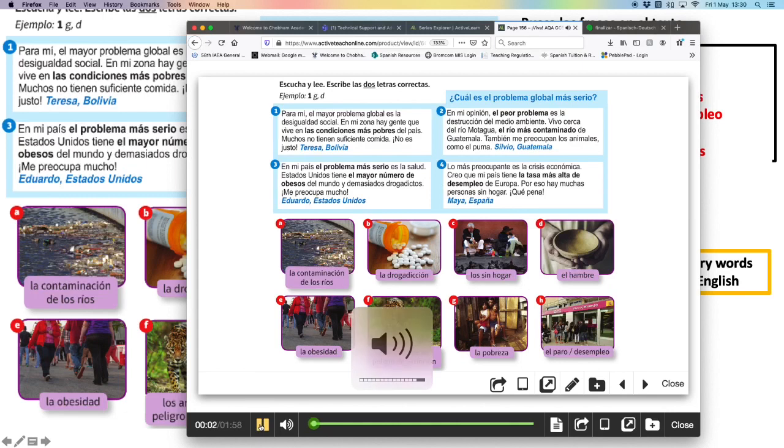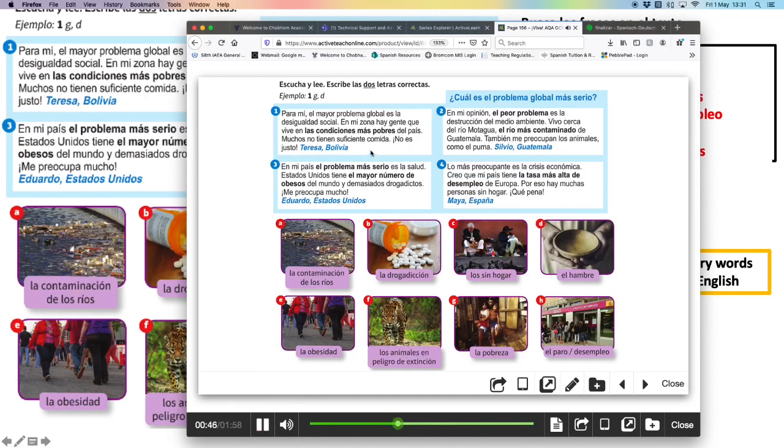Unidad 1. Piensa globalmente. Página 156. Ejercicio 1. Escucha y lee. Escribe las dos letras correctas. 1. Para mí, el mayor problema global es la desigualdad social. En mi zona hay gente que vive en las condiciones más pobres del país. Muchos no tienen suficiente comida. No es justo.